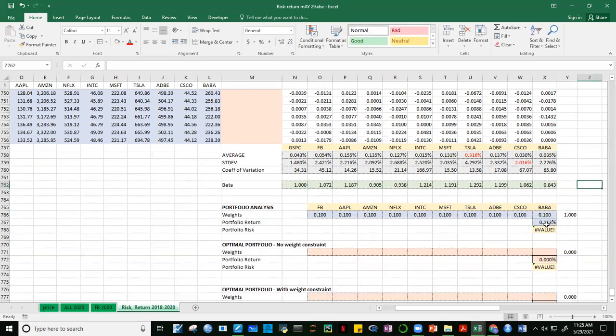yung return natin, 0.113%. Okay, so yung portfolio natin, 0.113, notice that it's lower than your Tesla, no? But it's higher than Facebook, higher than Alibaba, higher than Intel. So anong nangyari guys, yung returns natin na to, it's higher than some of the assets, but it's lower than some. Okay? Mas mababa siya kay Tesla. Ganun talaga kapag portfolio, meron kang returns sa portfolio, yung total returns natin, may mas mataas sa ibang assets, may mas mababa naman sa ibang assets.